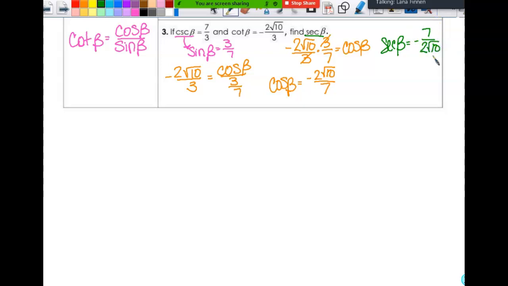So when I rationalize, I don't have to multiply by 2 square root of 10. Just the square root of 10 is enough, whatever the square root is. Which means that would give me negative 7 square root of 10 over 20. And that is the secant of beta.